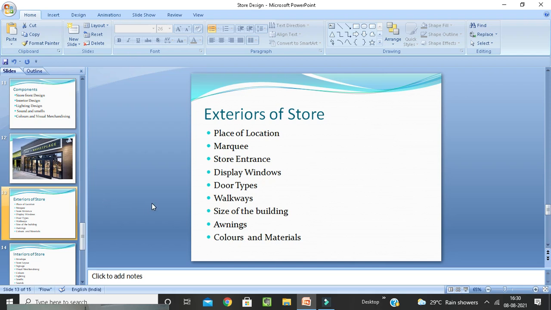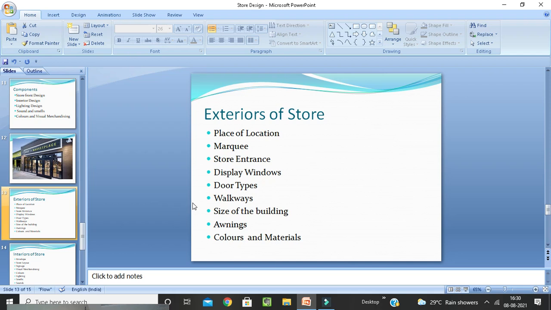Next one is door types. See, selecting the type of door is another factor worth considering while planning a store's exteriors. There are many types of doors that a retailer can select like regular doors, revolving doors, electrical doors, self-opening doors, push and pull doors, or climate control doors. So a door is used to control the physical atmosphere within a space by enclosing it, excluding air drafts so that interiors may be more effectively heated or cooled.